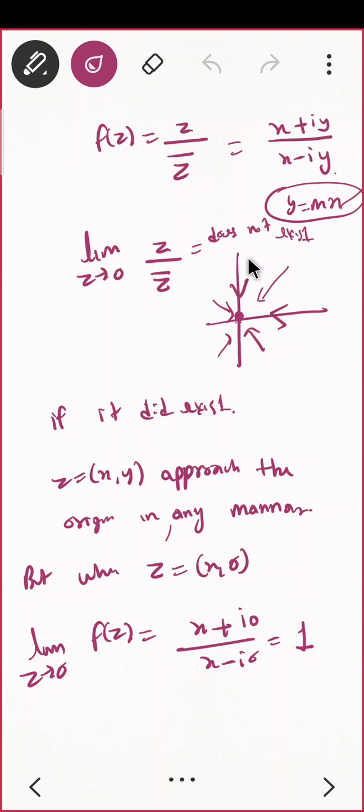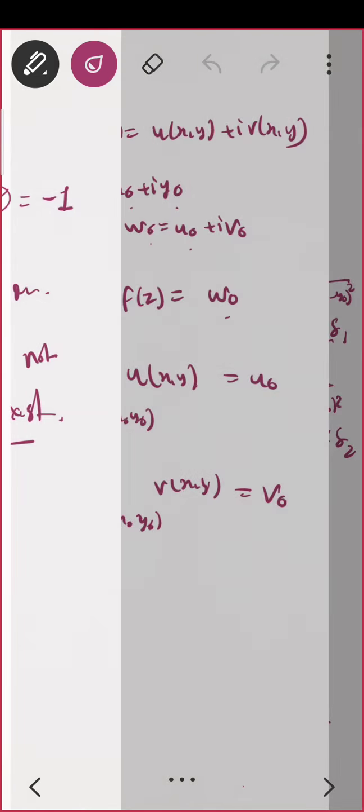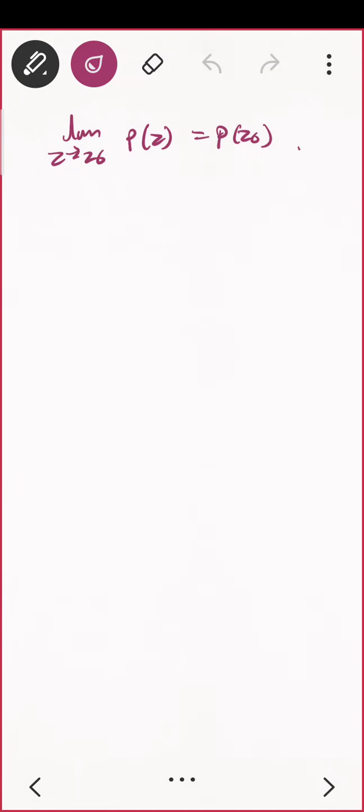Because if the limit exists, then I can go from any path. My limit value should be the same, correct? This was in your semester 3, correct? Yeah. But I'll tell you one more trick. You don't have to do the whole thing that I did just now every time.